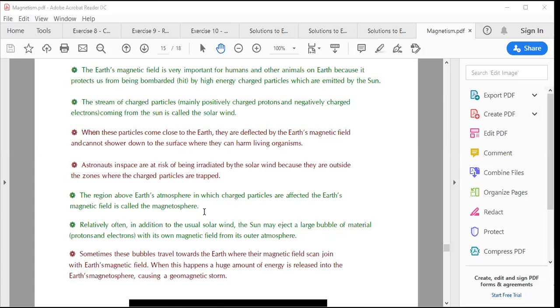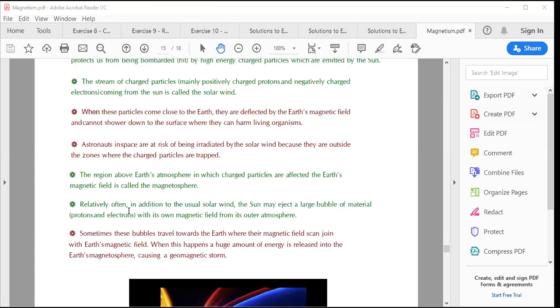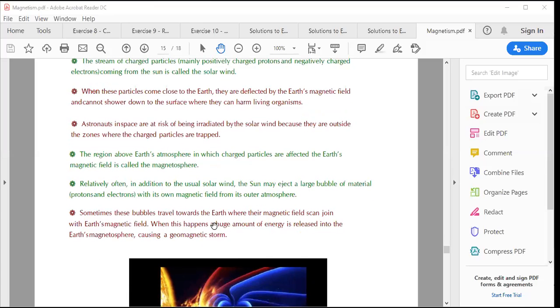Relatively often, in addition to the usual solar wind, the sun may eject a large bubble of material, that is protons and electrons, with its own magnetic field from its outer atmosphere. It's also postulated that the sun has got its own magnetic field. So there could be large bubbles of material, because of the effect of the sun's magnetic field, that are sent into the atmosphere as well.